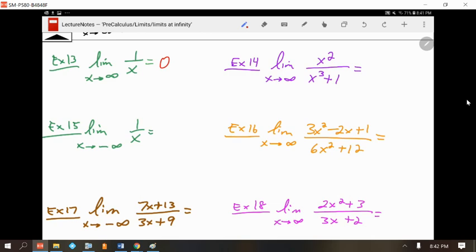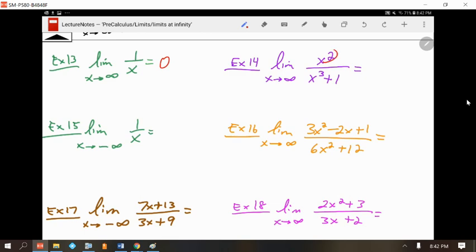But if 2 people are there, now you each get a half. If 10 people are there, you each get 1/10 of the pizza. If 1,000 people are there, you each get 1,000th. So this number gets smaller and smaller and smaller. 1 over x goes to 0. And it has to do with the degree on top being less than the degree on the bottom.